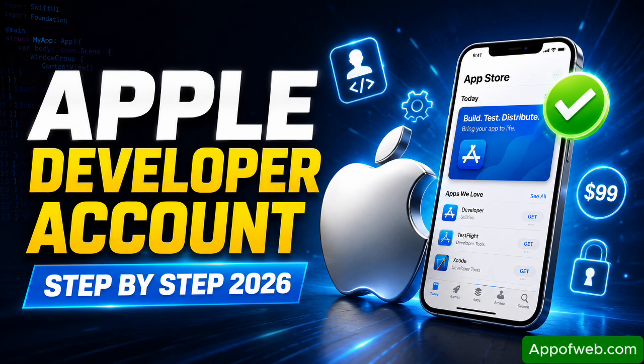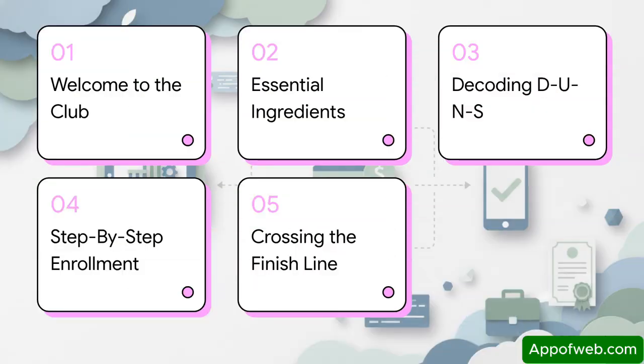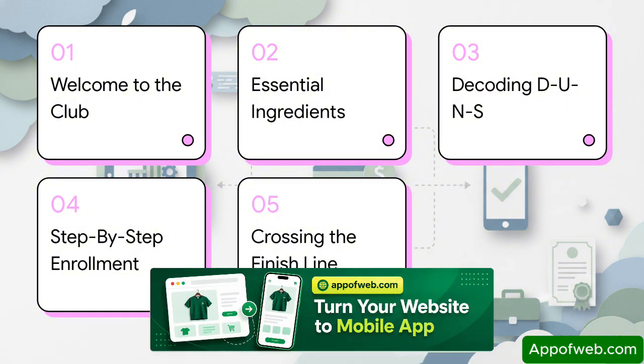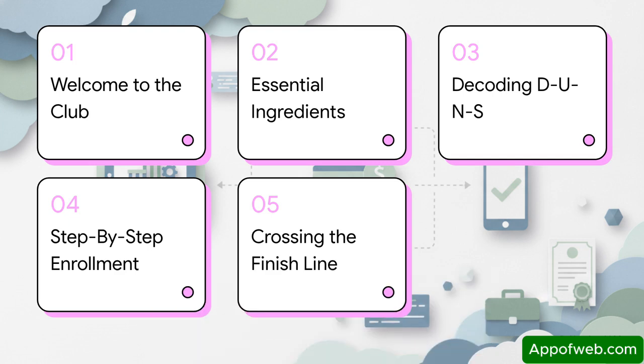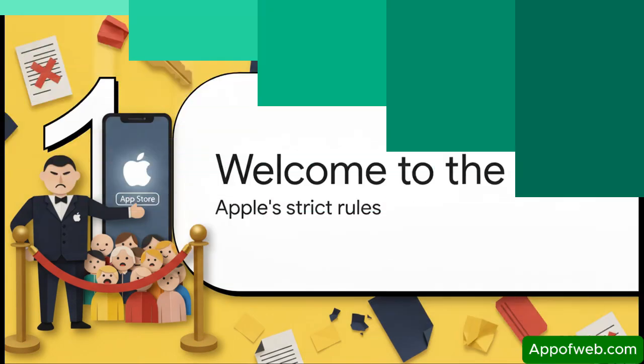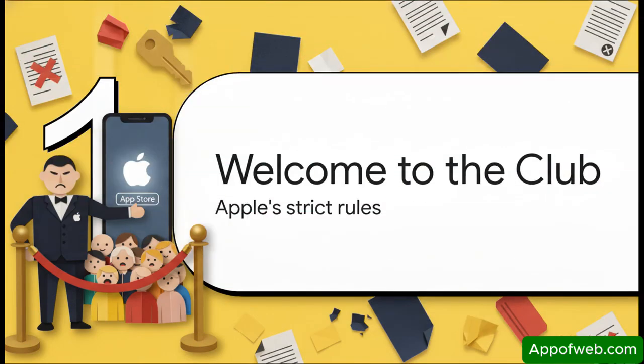Okay, let's dive right into this. So here is our strategic roadmap for today. We'll quickly cover Welcome to the Club, the 5 essential ingredients, decoding the DUNS number, step-by-step enrollment, and finally, crossing the finish line. All right, let's jump straight into Section 1, Welcome to the Club.